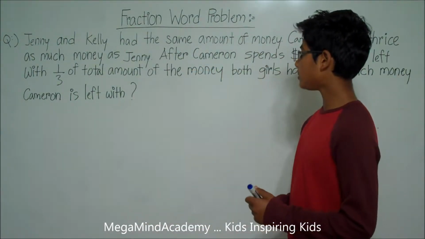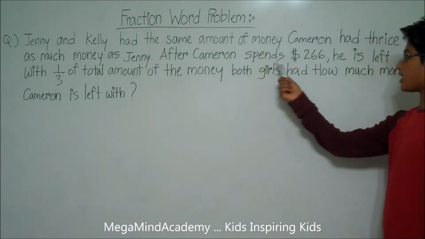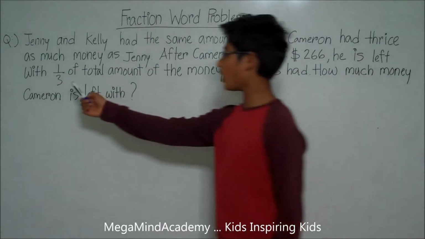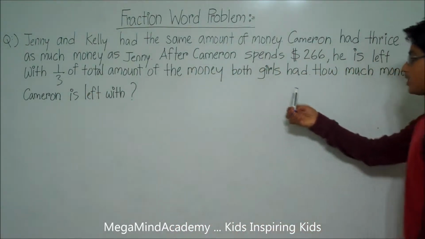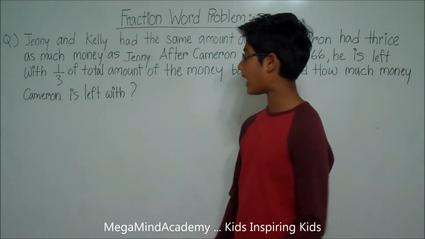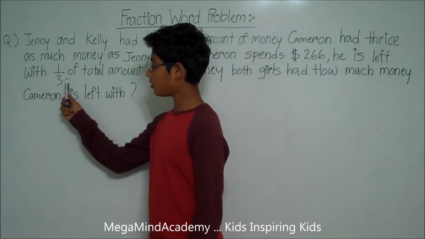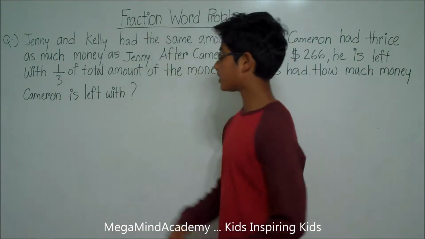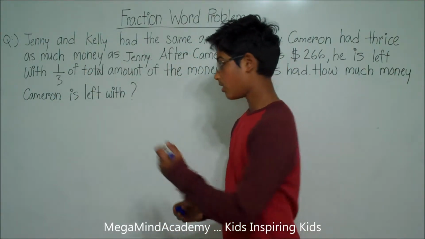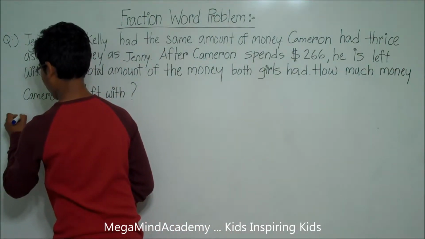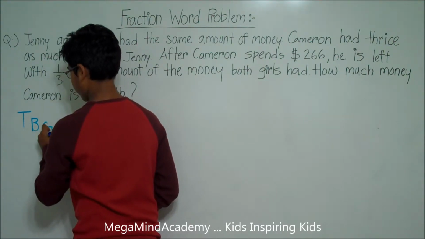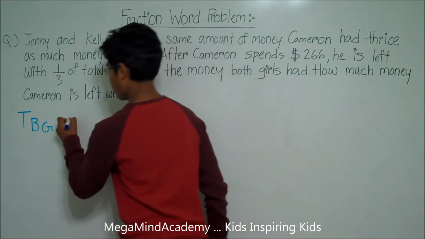Now, the problem states that after Cameron spends $266, he is left with 1/3 of the total amount of money both girls had. So, this means that both girls had a total of 3 units of money, because 3 is the denominator in this fraction and is the whole. So, the total both girls had, T for total, B for both, G for girls, is equal to 3 units.